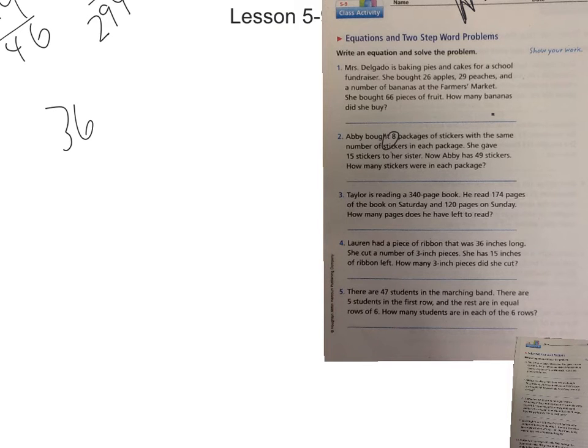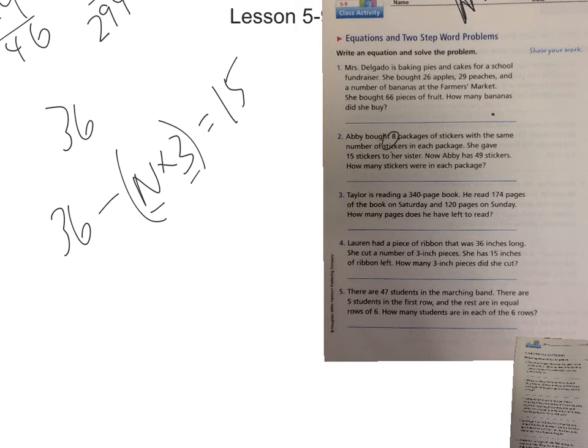Okay, so we know she had 36. She subtracted a number times 3, because a number of 3-inch pieces. Each of those numbers were 3-inch pieces. We'll do that if it makes it a little better for you. And it equaled 15. So something we know we can do is, it has 36 inches long. She cut a number, now she has 15 inches left. So we know this right here, when worked out, was taken from 36 to get 15.